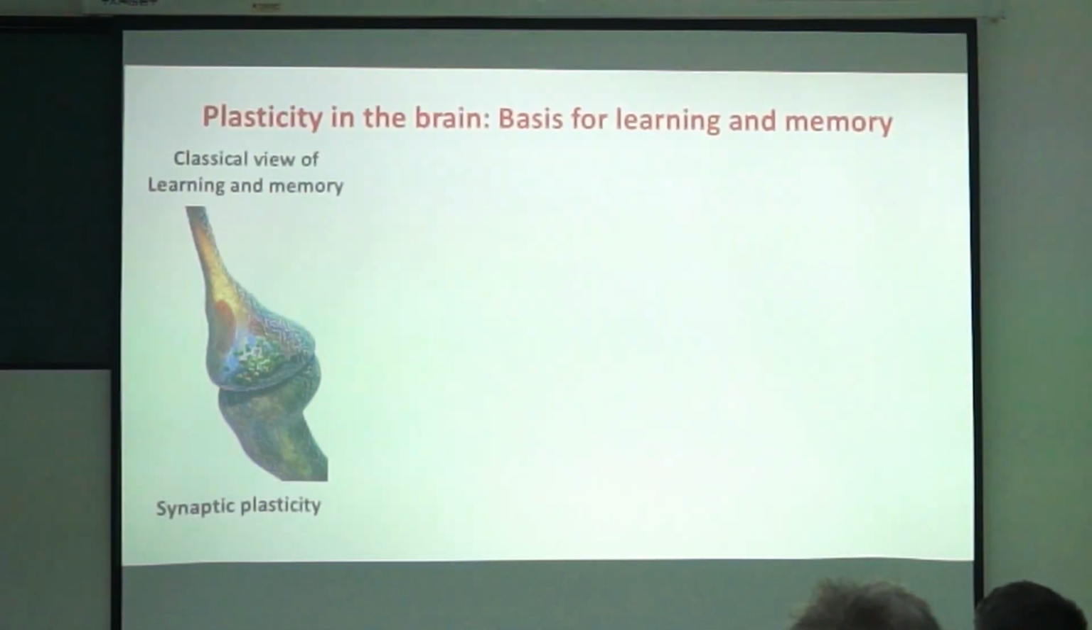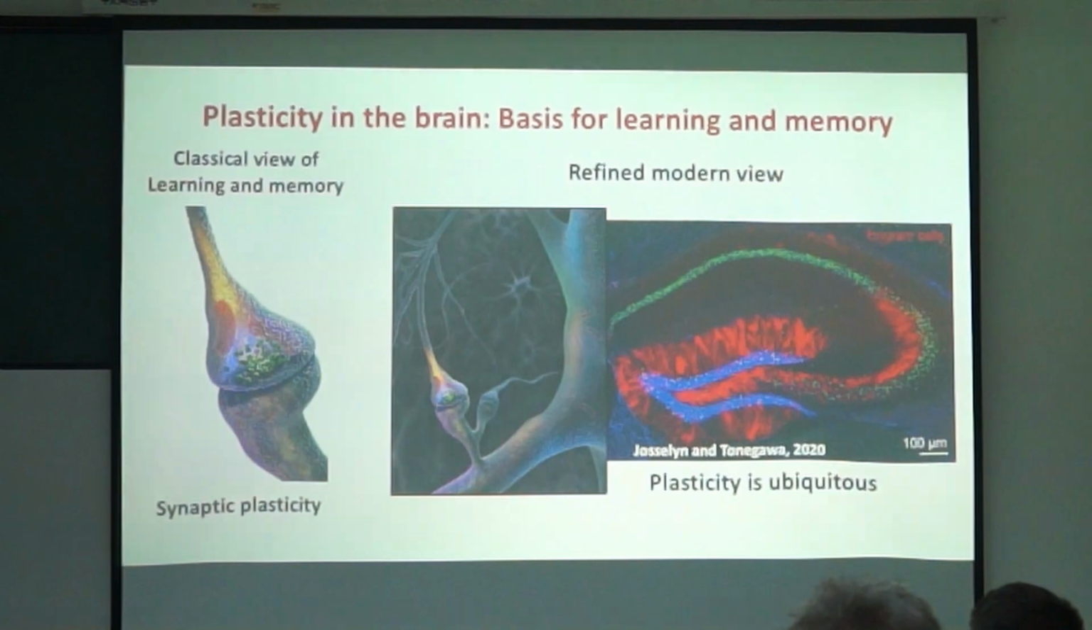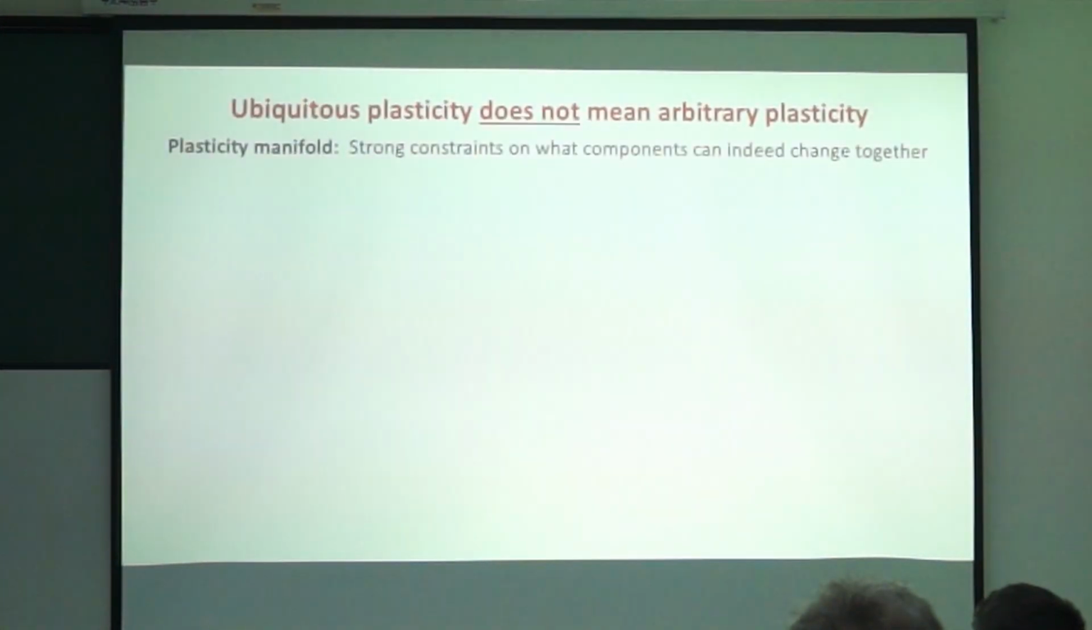The classical view of learning and memory is that it is synaptic plasticity that drives learning and memory. But in today's world, we know that plasticity is ubiquitous. You can of course change synapses, but it's not confined to that. You can change the excitability properties of the different cells that are sitting over here. You can change the astrocytes, you can change the axonal properties, you can change the density of the extracellular matrix, and so on and so forth.